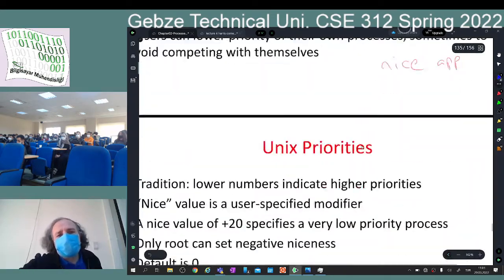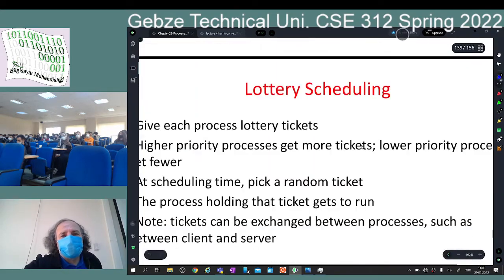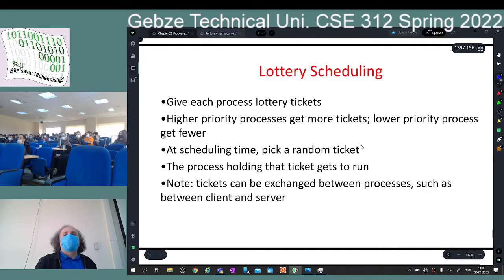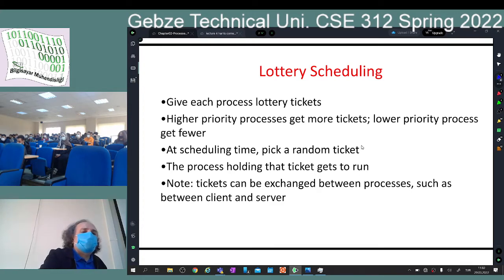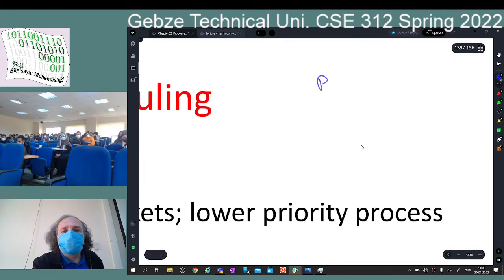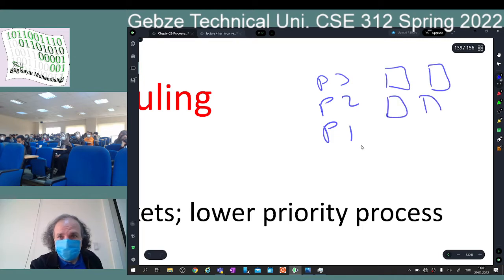Or I can do this nice approach of lottery scheduling. Lottery is piyango in Turkish, okay? So give each process lottery tickets, piyango bileti. Each process is given some lottery tickets, but higher priority processes get more tickets. Let's say priority Q3, 2, and 1. I have 2 processes here, 3 processes here, and 1 process there.